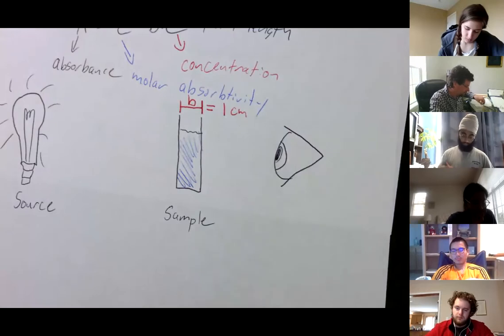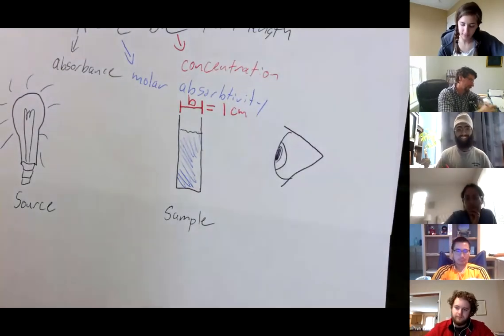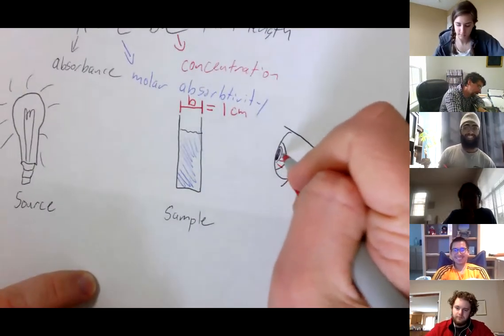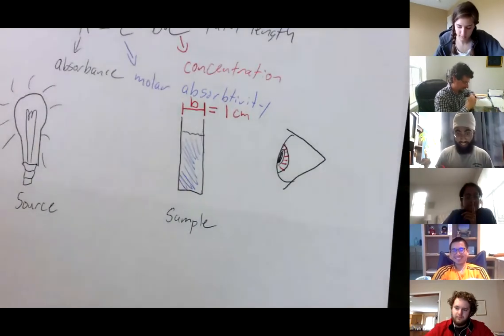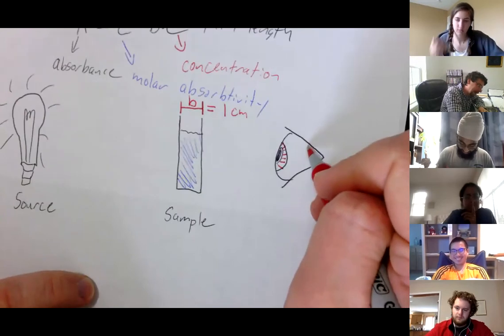I don't know, we'll make the person have red eyes. They're a demon or something. There we go. Here, we'll make it my eyes. There we go.